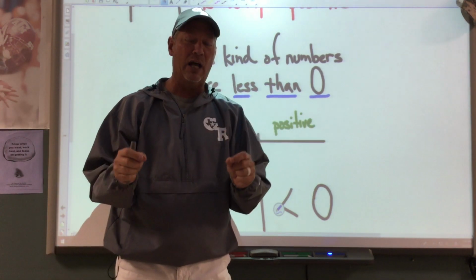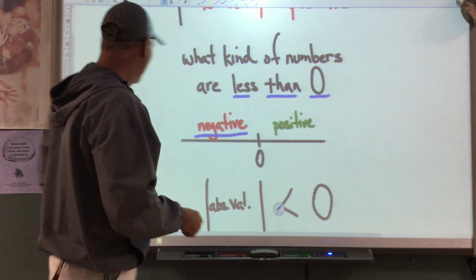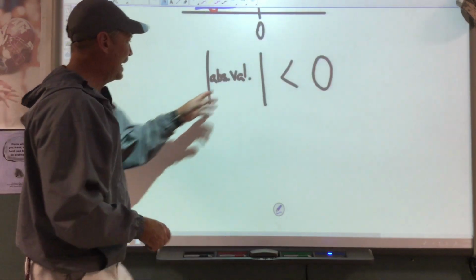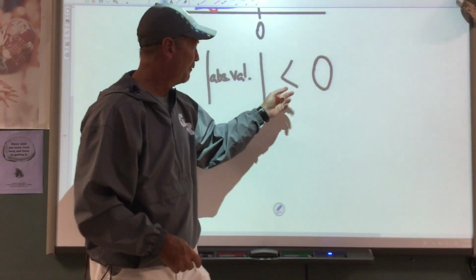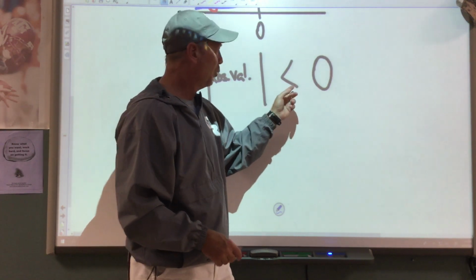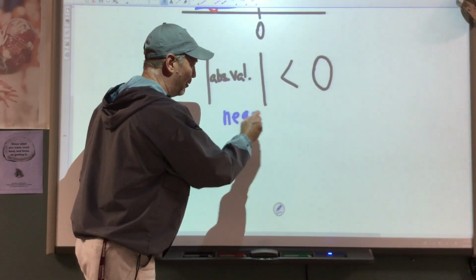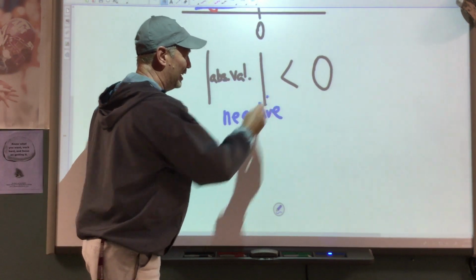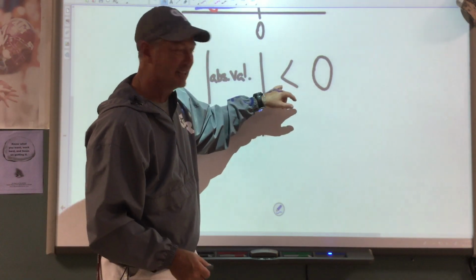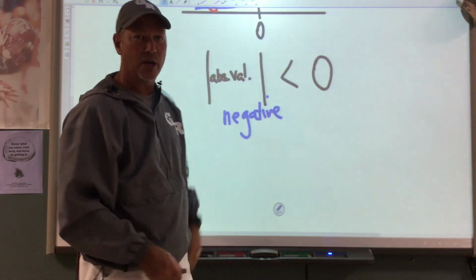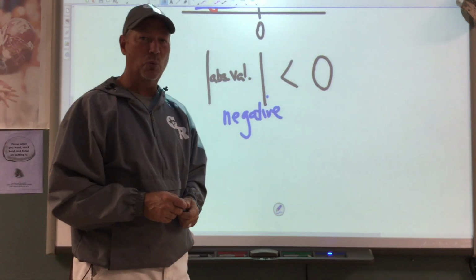Can absolute value be a negative number? No. So then, can absolute value be less than 0? Because if I'm less than 0, that would mean that I am a negative number. Is this possible? Can this guy, it says you're going to be less than 0, be a negative number? No. That would be a no solution situation.